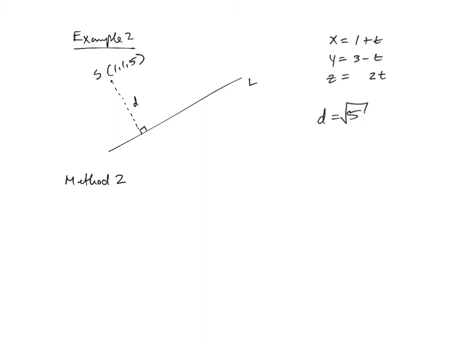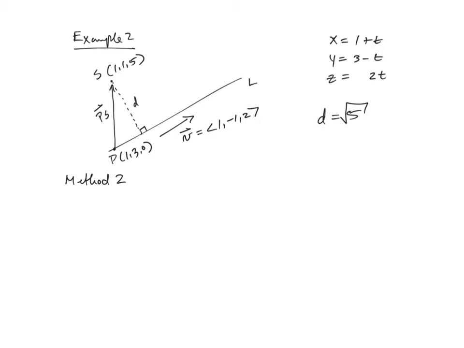We found some other point on the line, point P, from the line equation, 1, 3, 0. And that allowed us to draw a vector from P to S, call it PS. And then we projected that vector PS onto the vector V, which we get from our line equation as well. V is simply equal to 1, negative 1, 2. They're just the coefficients of the parameter T in the line equation.